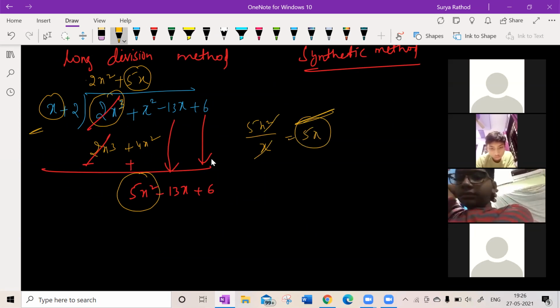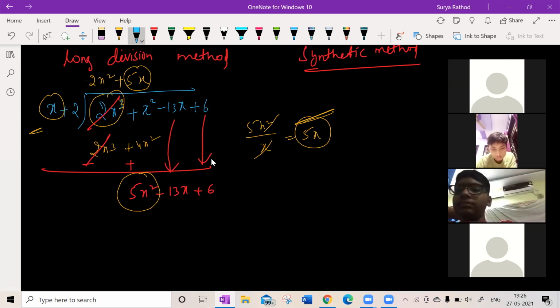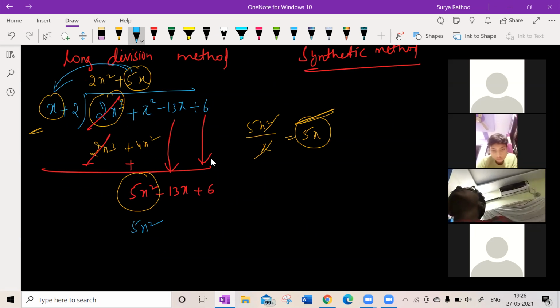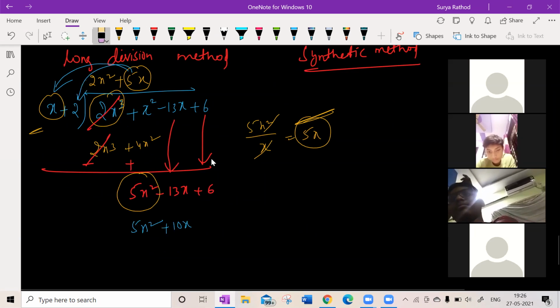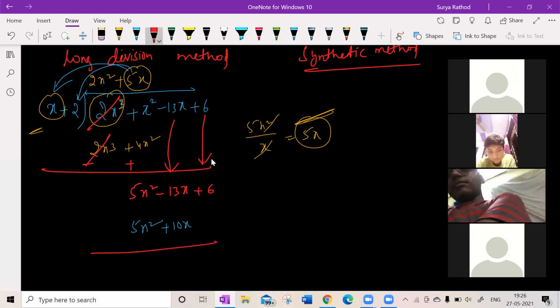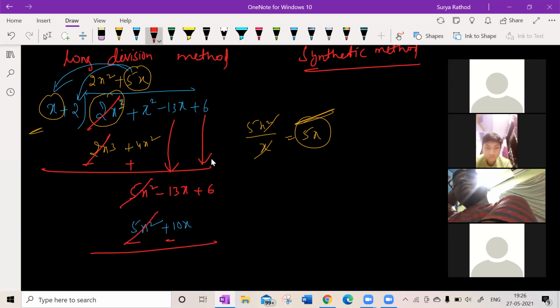So that is 5x. Now again you multiply 5x into this x, 5x square. Again 5x into 2, plus 10x. Clear? Clear, ma? Subtract again. Plus 5x square minus 5x square will get cancelled, minus 13 minus 10 is minus 23x. I'm carrying this plus 6 here as it is.